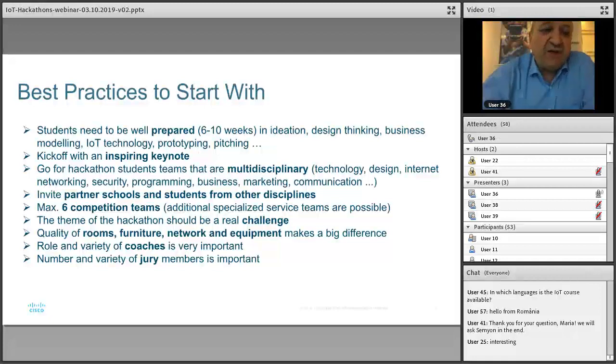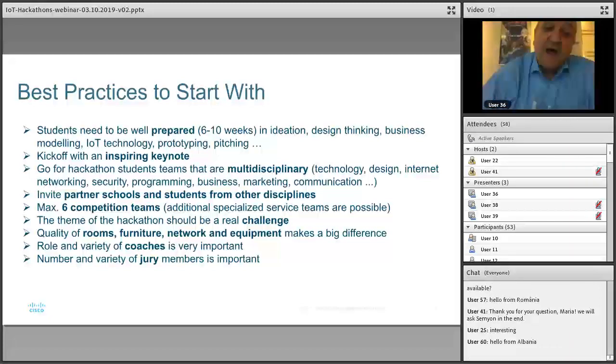I believe that six competition teams is a good idea for a normal hackathon. And the theme of the hackathon should really be a challenge. But of course, depending on the experience and the context of the students, it has to be something that they are able to solve in a team.